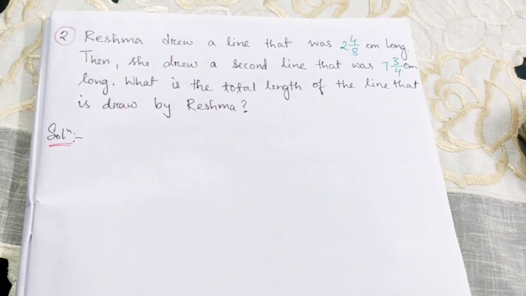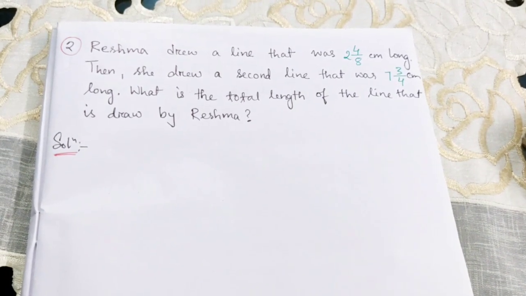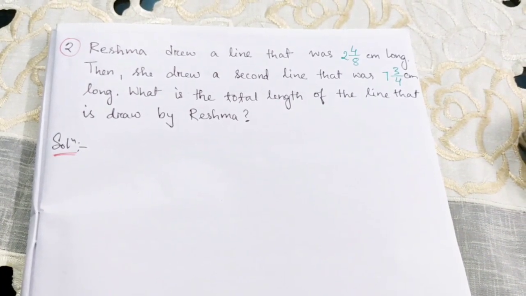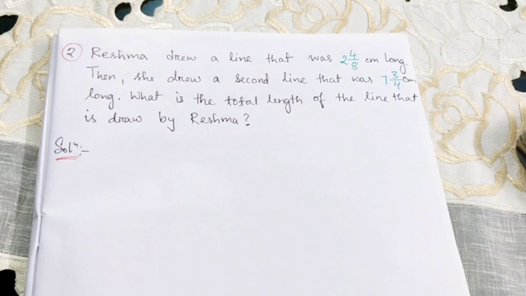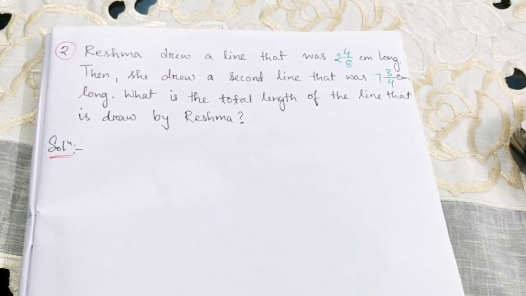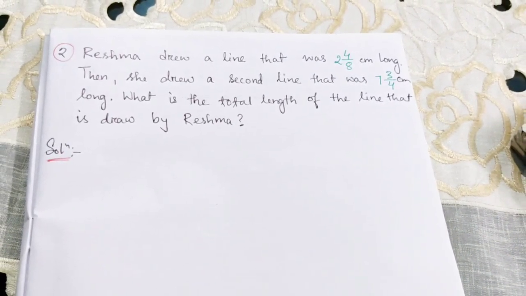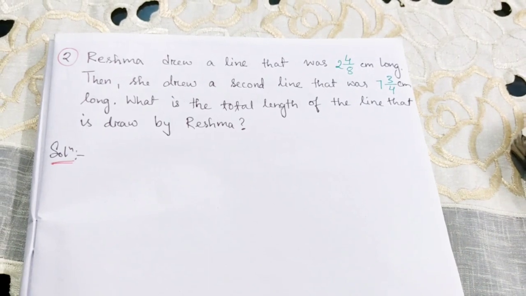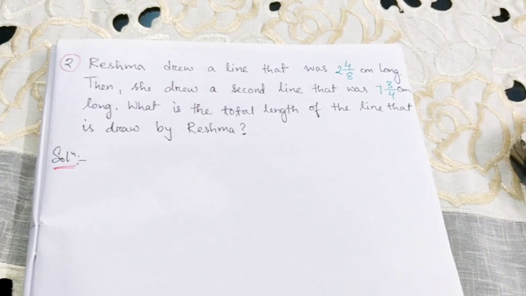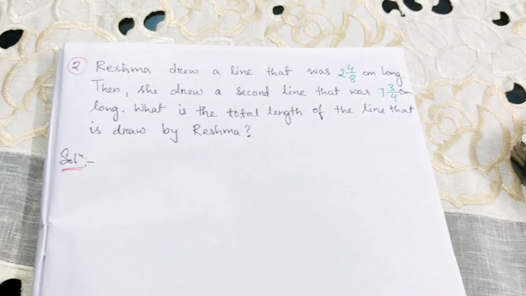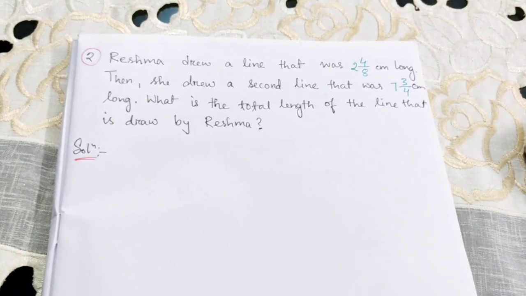Next question. Reshma drew a line that was 4 by 8 centimeter long. Then she drew a second line that was 3 by 4 centimeter long. What is the total length of the line drawn by Reshma? So here the lengths of two lines are given in fraction form, and you will have to find the total length. As you know, to find the total length, you will have to do addition.